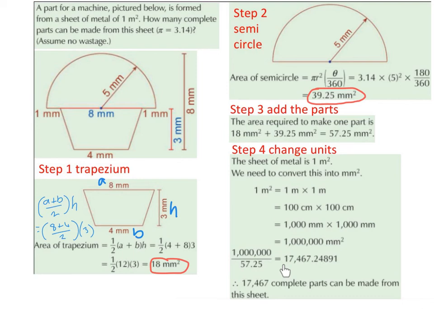And that gives us 17,467.24891. Remember, we're interested in how many complete parts can be made. So we're just going to knock off any decimals at the end and take the whole number. So 17,467 complete parts can be made from this sheet.